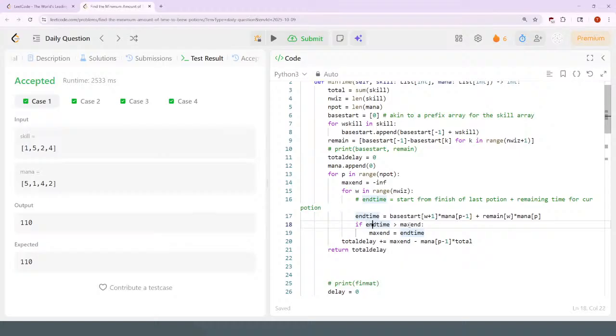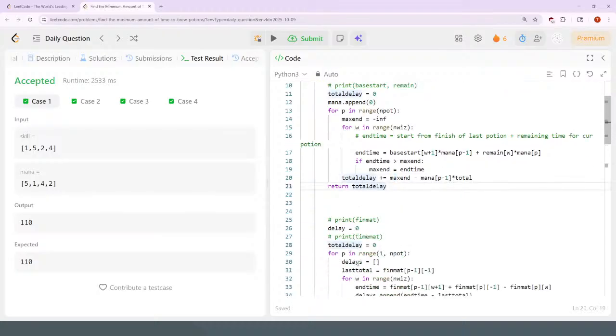And then I'm just tracking the longest end time, and then the total delay is removing the cost of the previous one. I kind of forget exactly the logic here, but that's just how it works. And then the total delay starts at 0, increments by every potion's delay, and then you return the total delay.